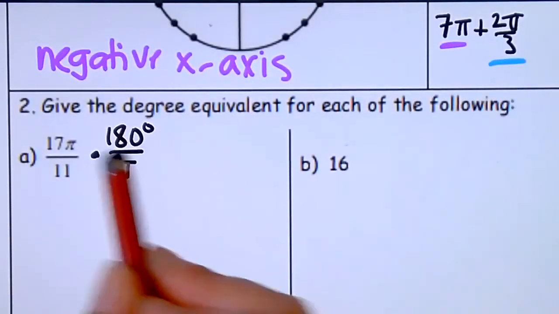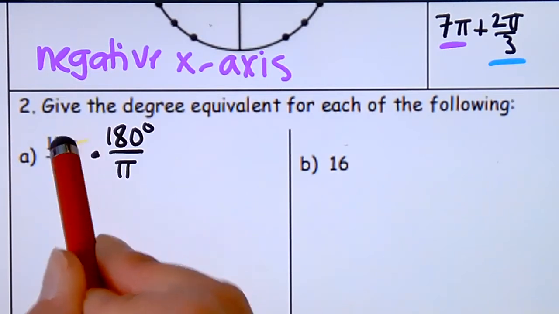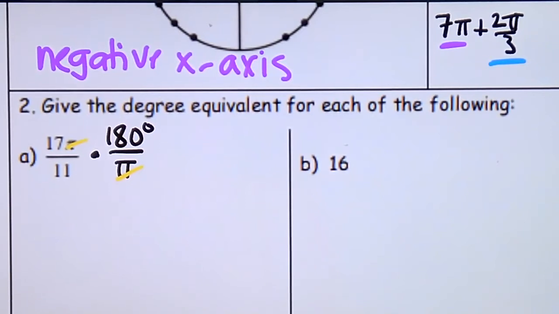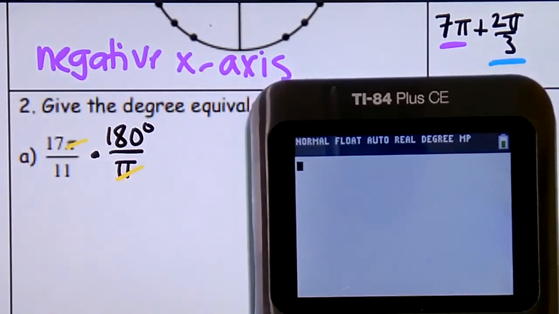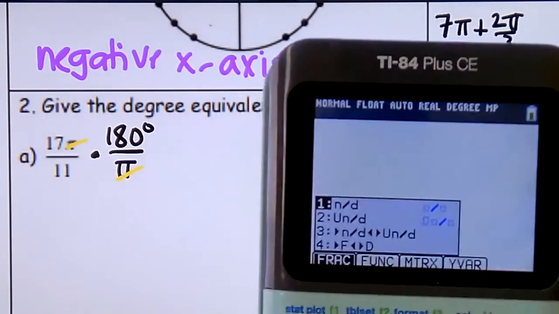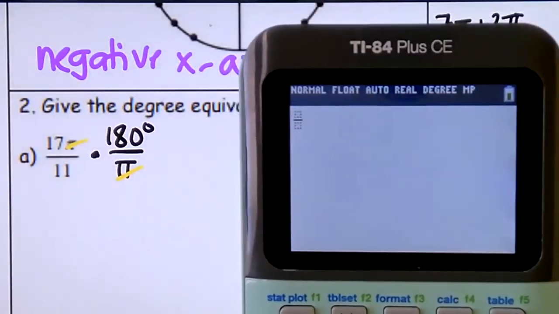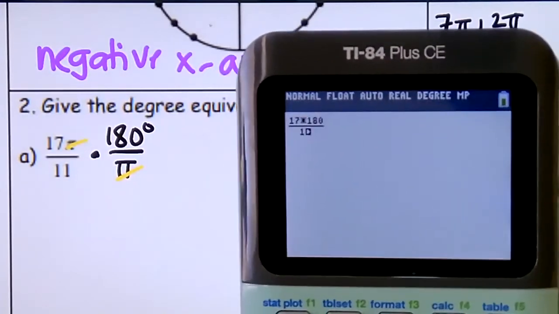And so you'll notice that my pi's are going to cancel out because I have a pi on top and I have a pi on bottom. And then I can just do that math, okay? So now I'm actually going to do it in fraction form. So I did alpha y equal. I'm going to hit number 1, and then I'm going to go 17 times 180 over 11.